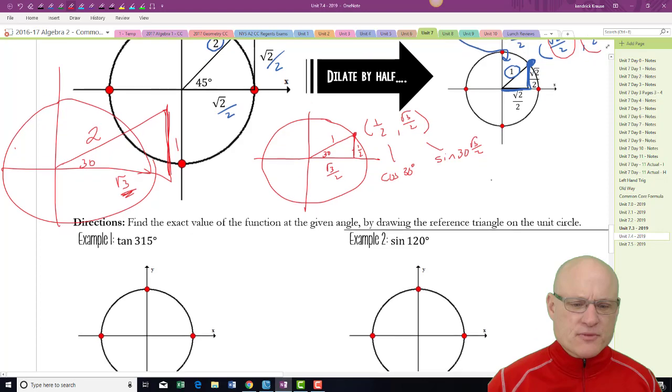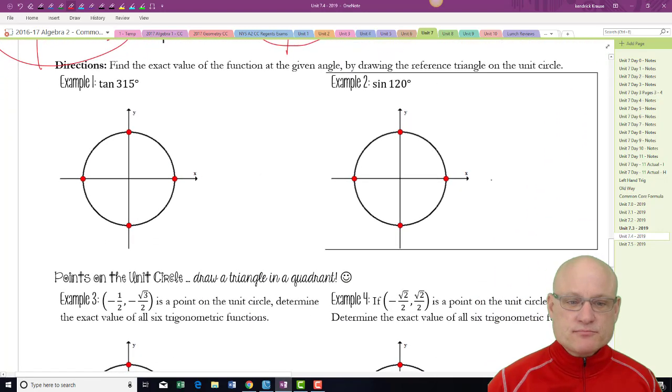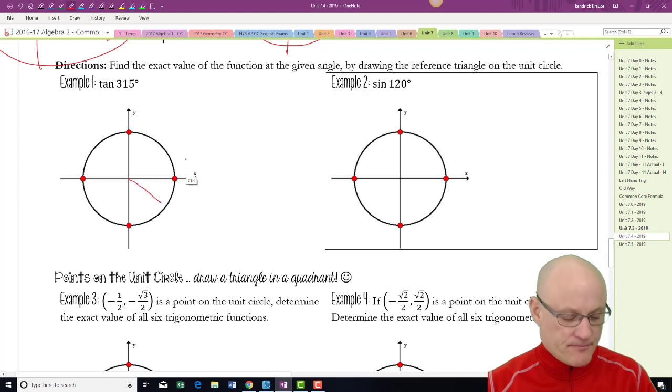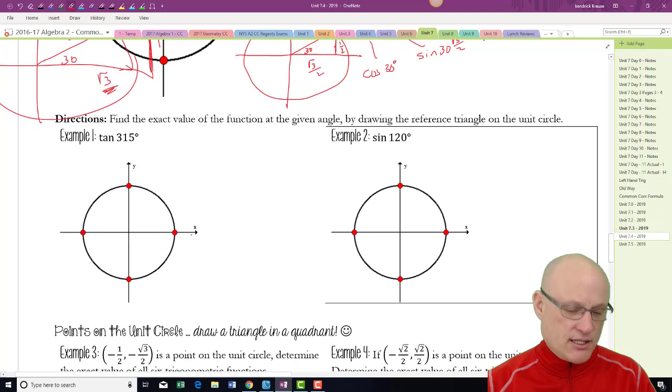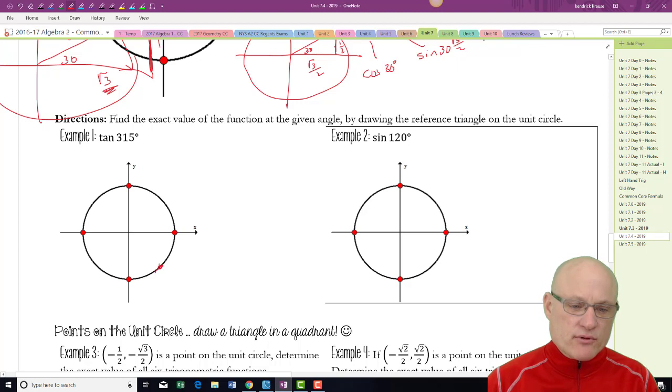All right, let's go. So here's how we're going to do it. Find the exact value. So we're going to do 315 degrees. That's right here. Not right there. It's going to hit right in the middle of this thing. I'm having a devil of a time doing this.